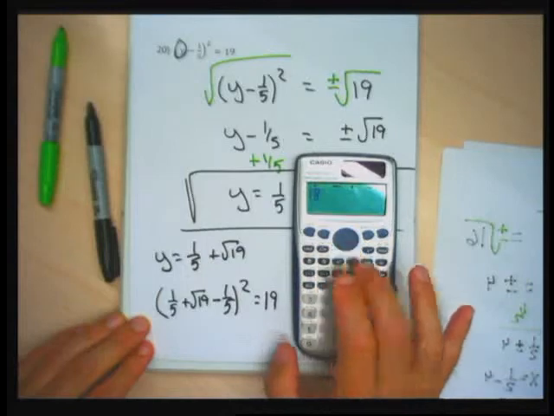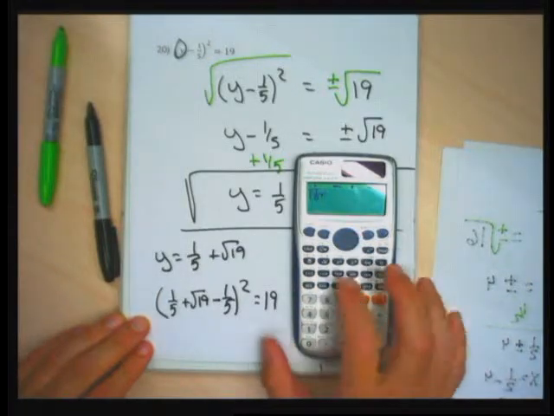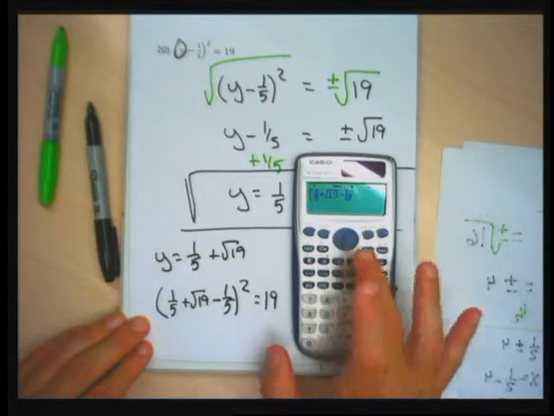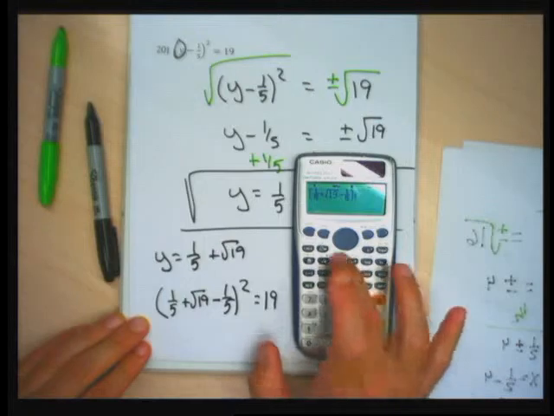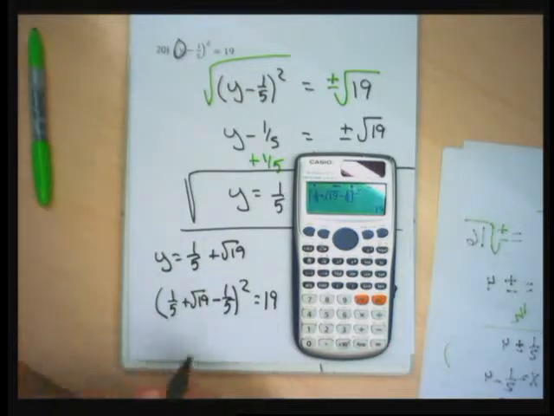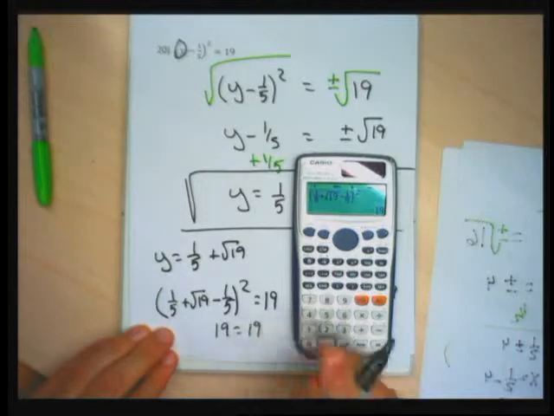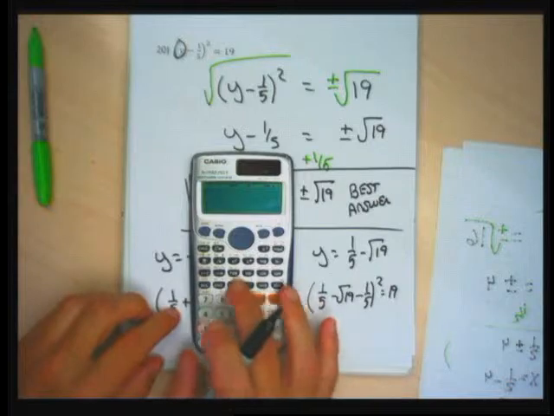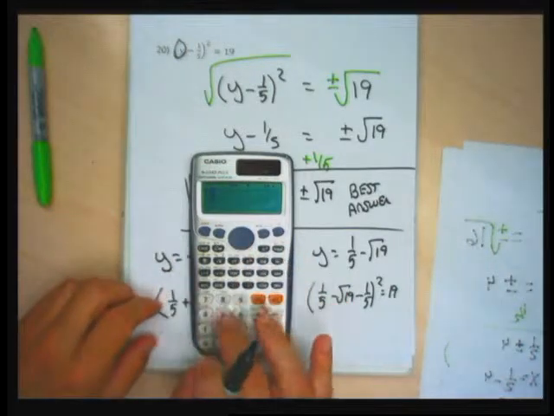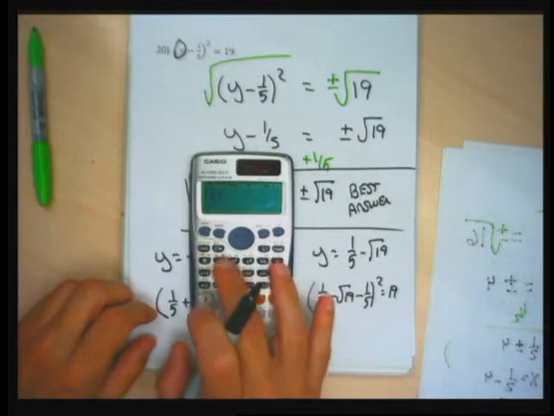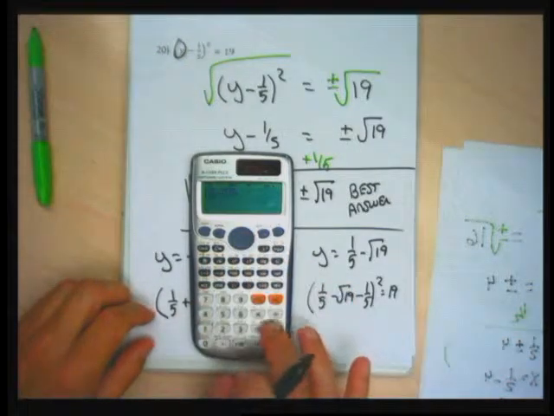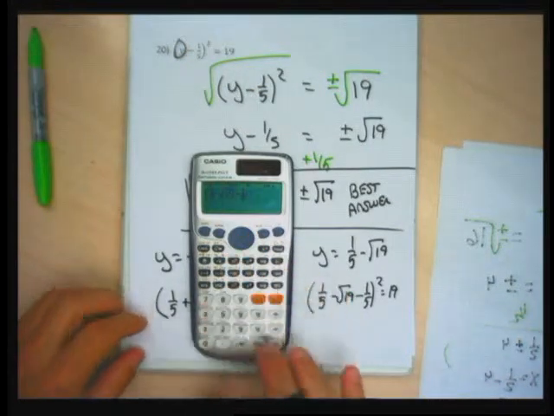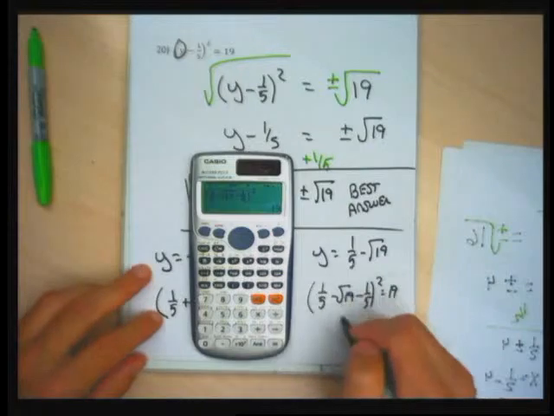Parentheses, fraction 1/5 plus square root of 19 minus fraction 1/5. Close out my parentheses, square it, and I get, wonderfully, 19 equals 19. And on the other side, parentheses, fraction 1/5 minus square root of 19 minus fraction 1/5. Close out my parentheses and square, and I get 19 equals 19 as well.